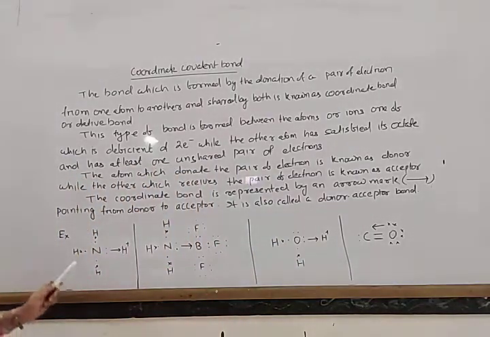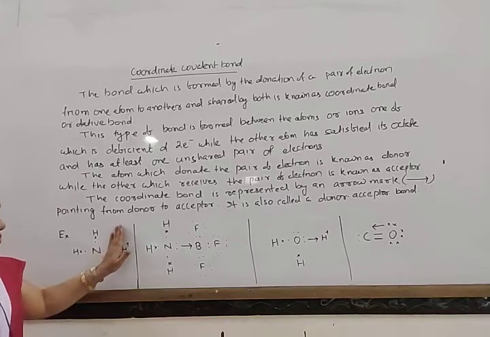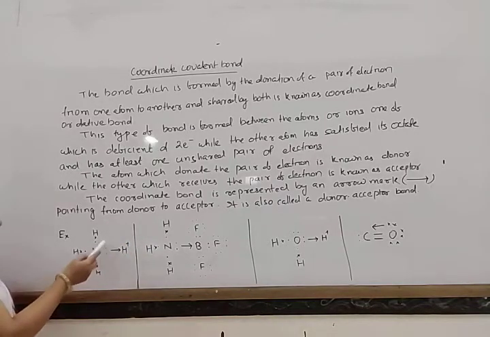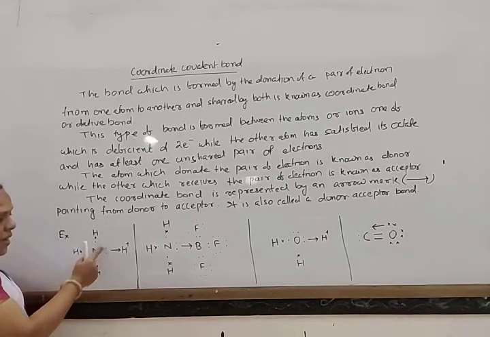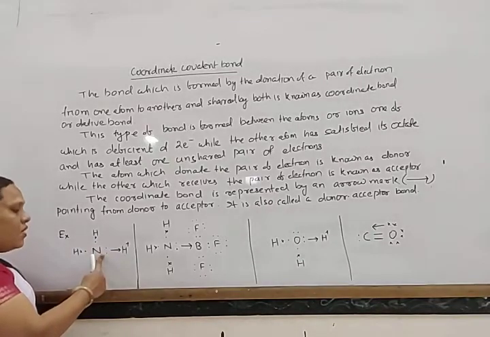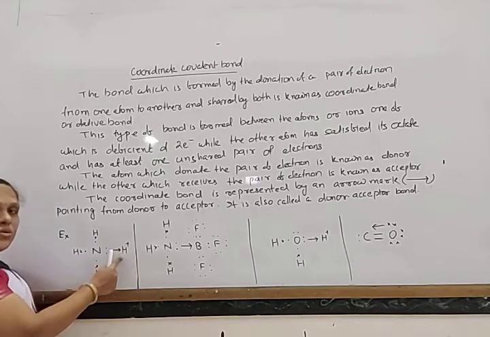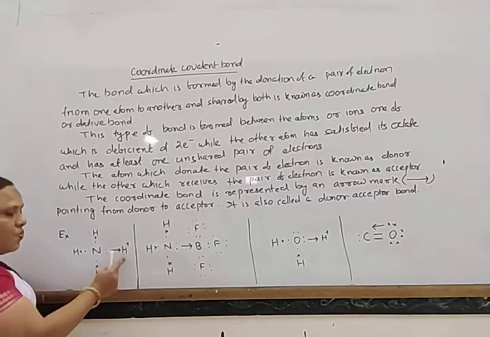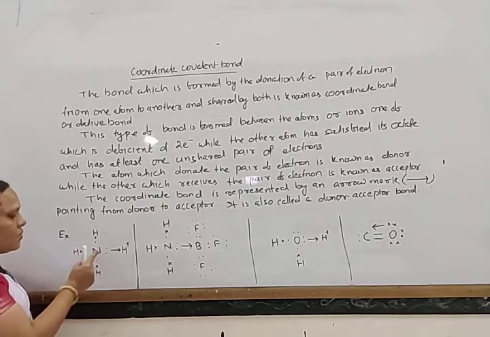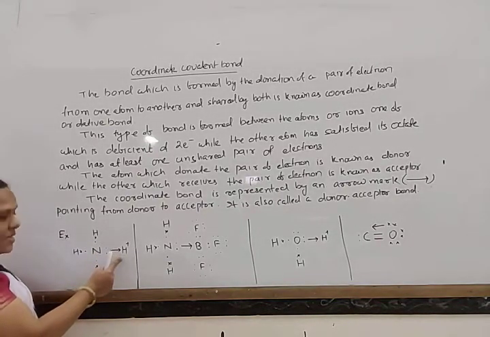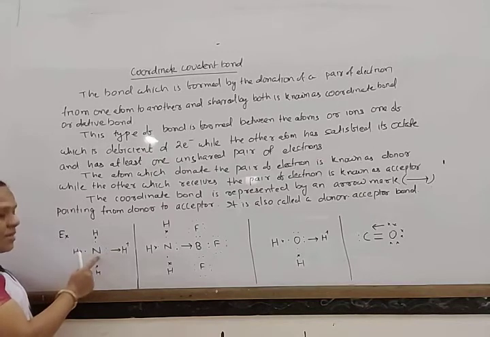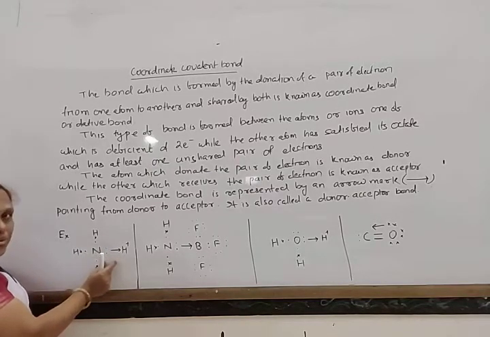Look at the examples. In ammonia, nitrogen has 5 valence electrons. Three bonds are formed with hydrogen, and it has 2 electrons which do not form any bond, known as the unshared pair or lone pair. But H plus has no electron and requires 2 electrons to satisfy the duplet. So nitrogen donates the pair of electrons to it. This contribution was given by nitrogen but shared by both. So this is the coordinate bond.